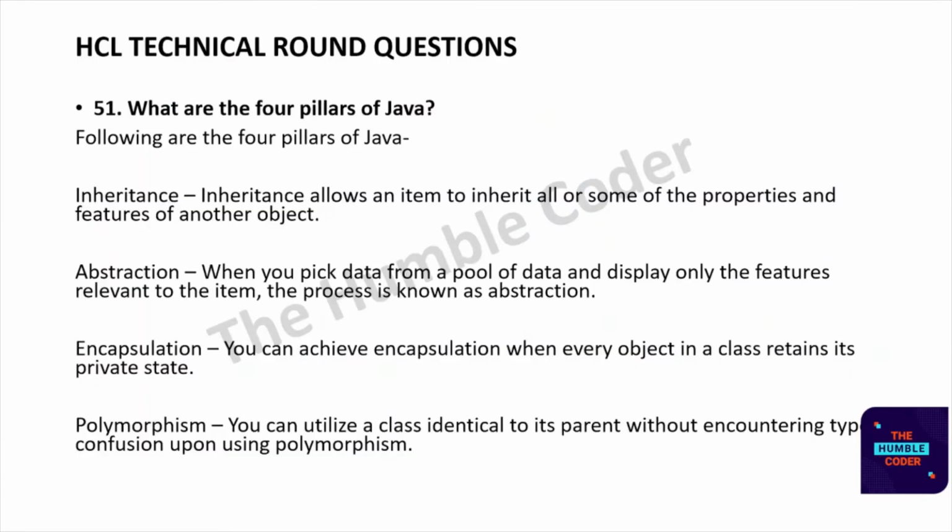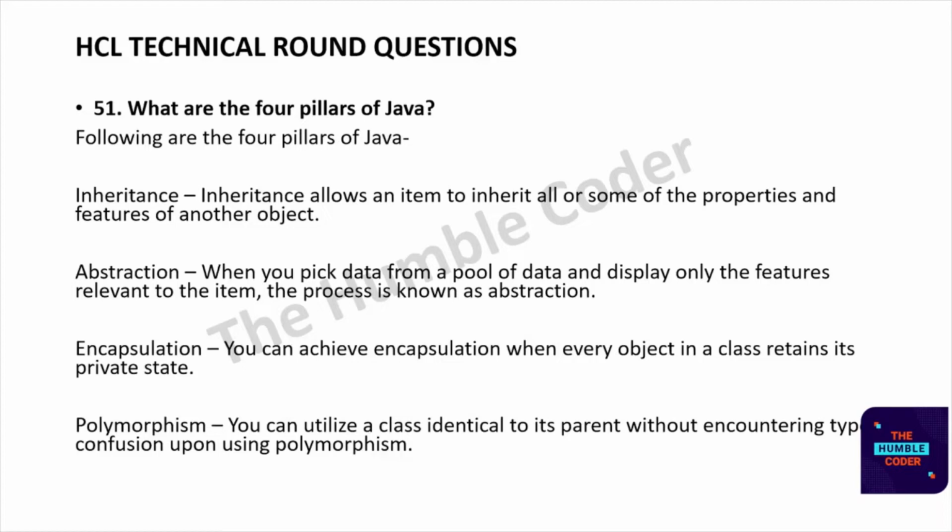So the first question for today's video is, what are the 4 pillars of Java? Let's see the answer. Following are the 4 pillars of Java. Inheritance allows an object to inherit all or some of the properties and features of another object. Abstraction: when you pick data from a pool of data and display only the features relevant to the item, the process is known as abstraction. Encapsulation: you can achieve encapsulation when every object in a class retains its private state. Polymorphism: you can utilize the class identical to its parents without encountering type confusion using polymorphism.